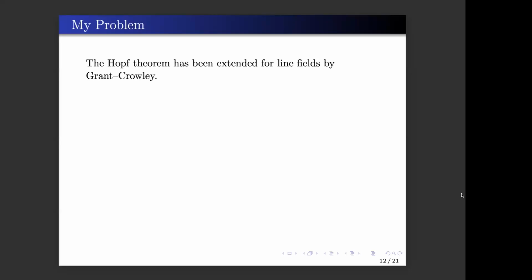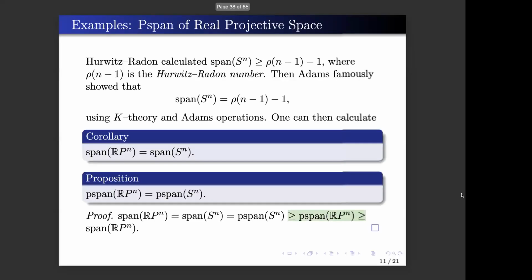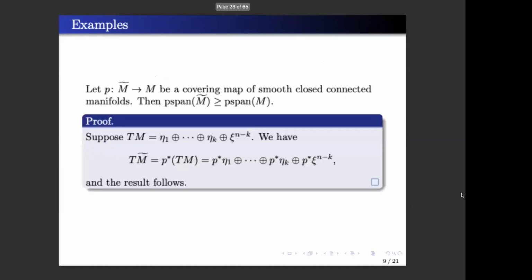Hi, it looks like existence of k independent line bundles is not the same as existence of a k-frame. Can you explain that a little bit more? Thank you. Yes, I can.